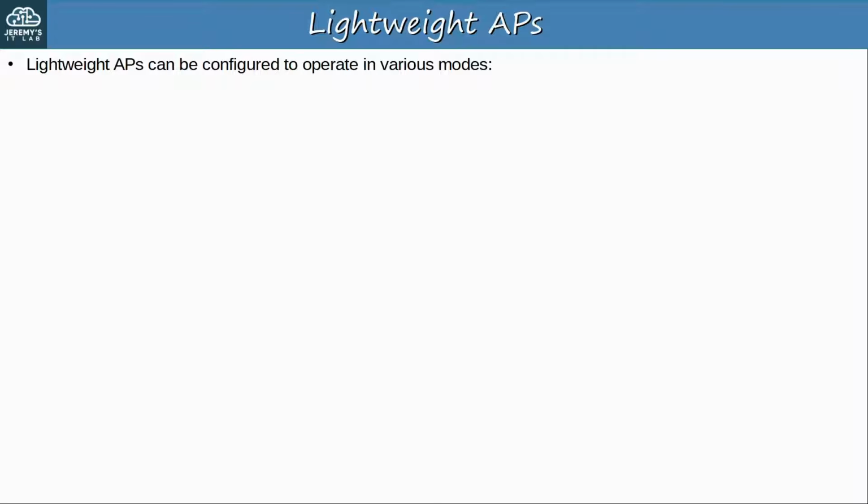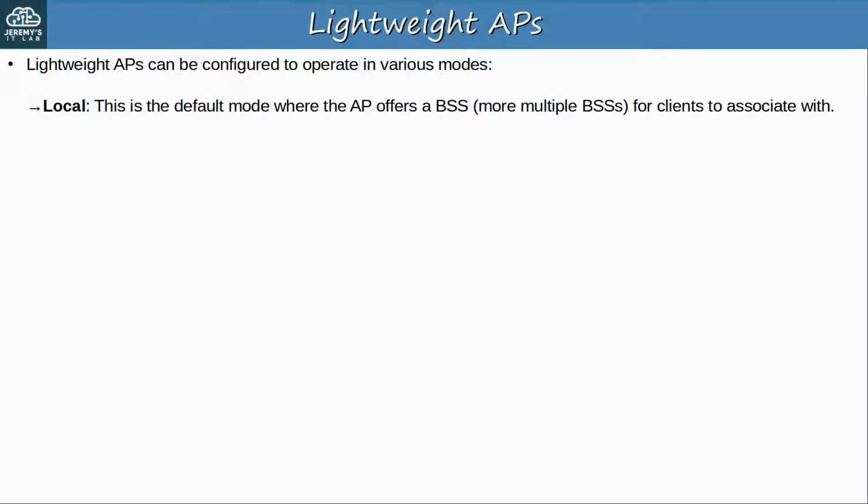Now, just as autonomous APs can function as repeaters, outdoor bridges, etc., lightweight APs have different modes as well. First is local mode. This is the default mode where the AP offers a BSS, or multiple BSSs, for clients to associate with. So this is the standard operational mode of an AP.